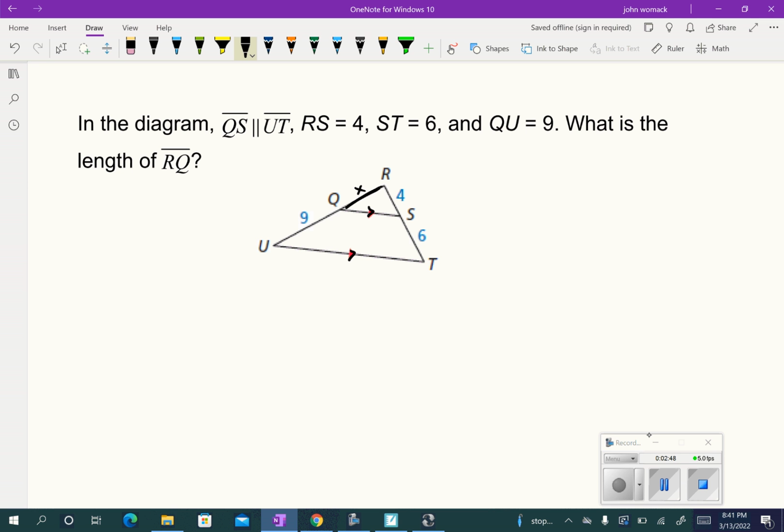Well, since the lines are parallel, we can set up a proportion. If I compare this side, RS, which is 4, to this segment, ST, which is 6, it has to have the same ratio as RQ to QU. RQ is what we're trying to find. It's X, and QU is 9. Once we have that, we just solve that proportion, which we've already done. If I cross multiply, I end up with 6X equals 36. Divided by 6, X is equal to 6.